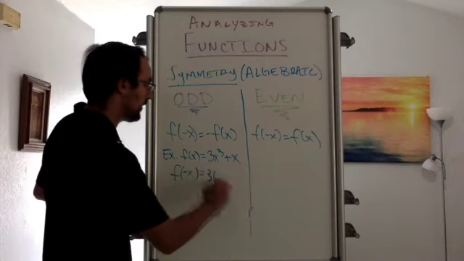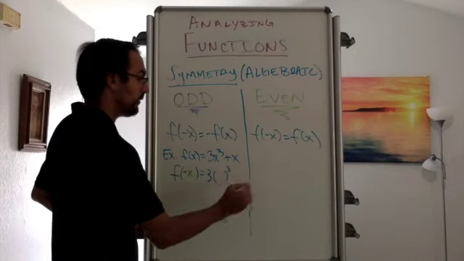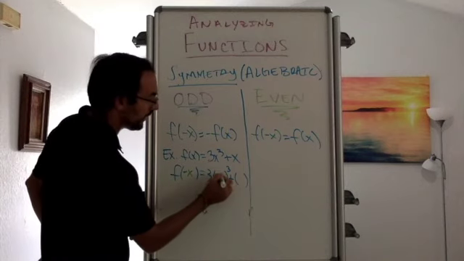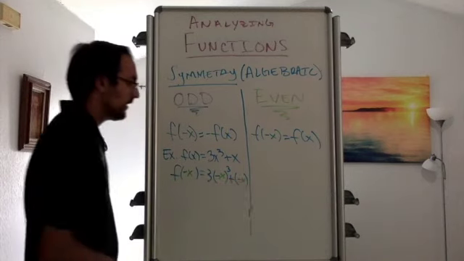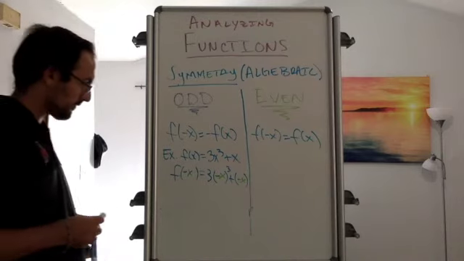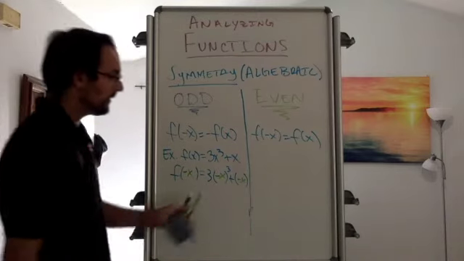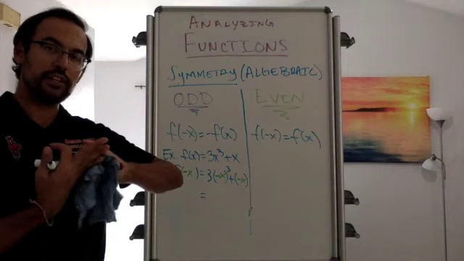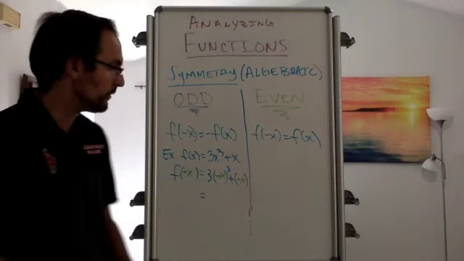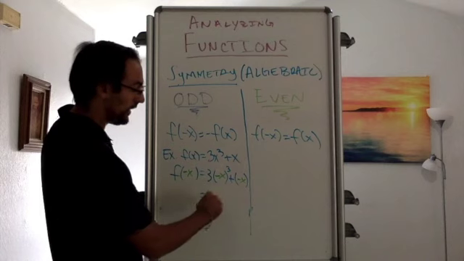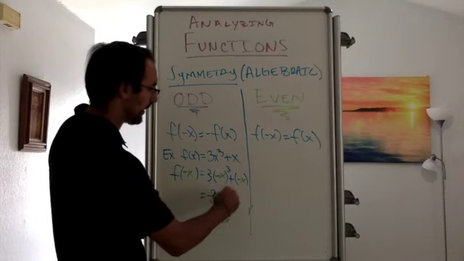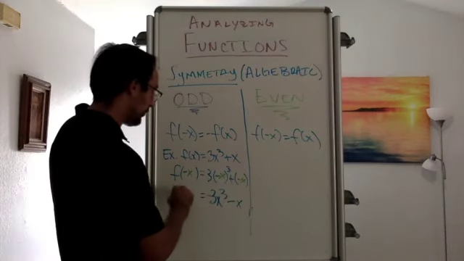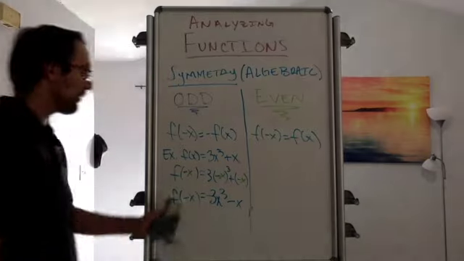So this will be 3 times parentheses, I'm going to plug in negative x, plus parentheses, I'm going to plug in that negative x. So I'm plugging in negative x for every x that I see. If I simplify this, negative x cubed is negative x times negative x, which is x squared, times another negative x, which is negative x cubed. If I multiply that with positive 3, I get a negative 3x cubed. And then plus a negative x would give me a negative x. So this is what I get after plugging in negative x.